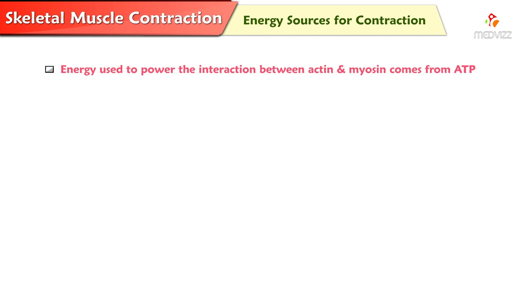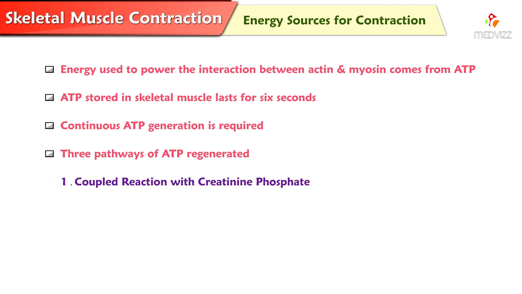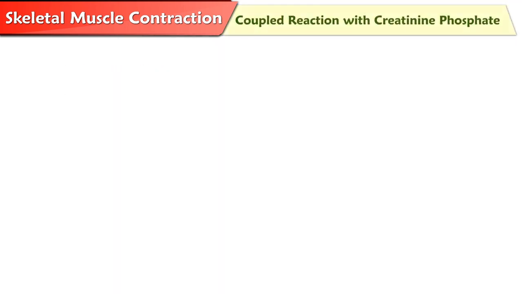Energy sources for contraction. The energy used to power the interaction between actin and myosin comes from ATP. ATP stored in skeletal muscle lasts only about 6 seconds. ATP must be regenerated continuously if contraction is to continue. There are 3 pathways in which ATP is regenerated: coupled reaction with creatine phosphate, anaerobic cellular respiration, and aerobic cellular respiration.